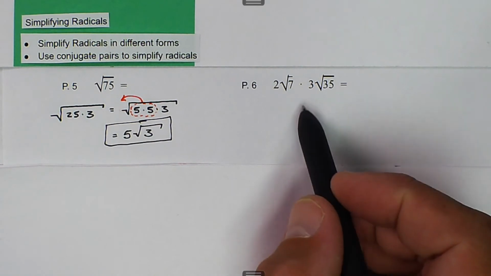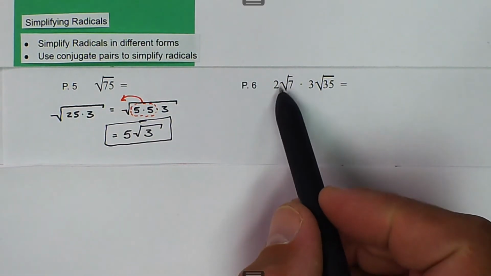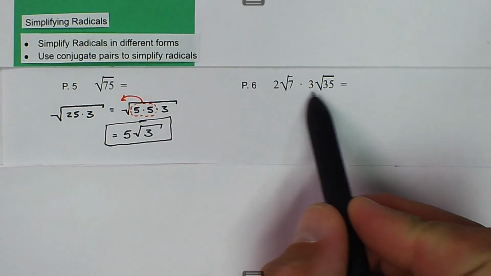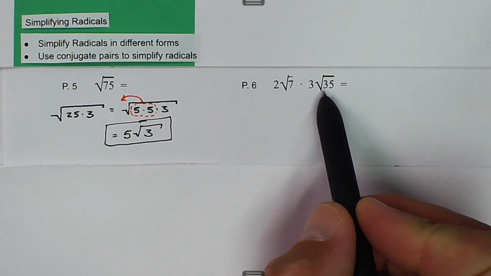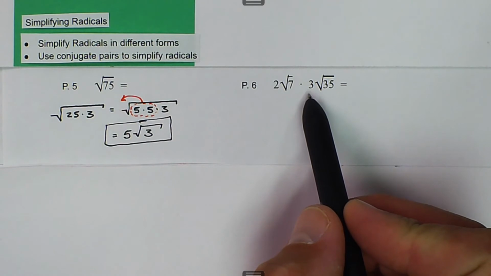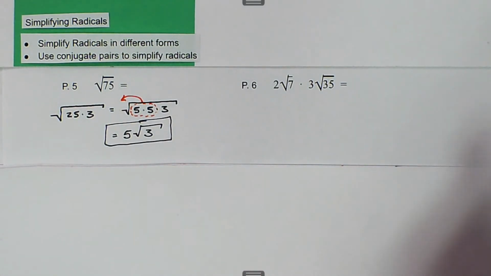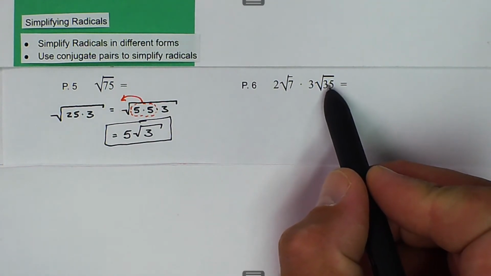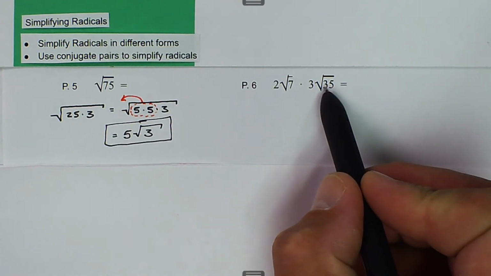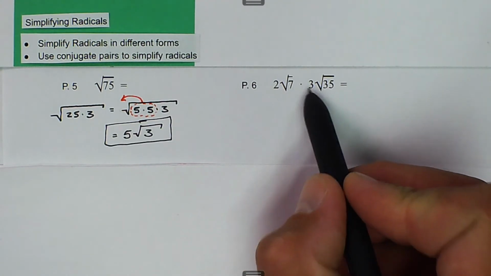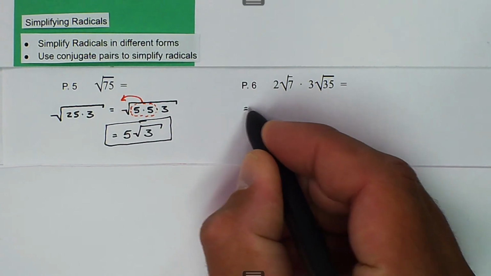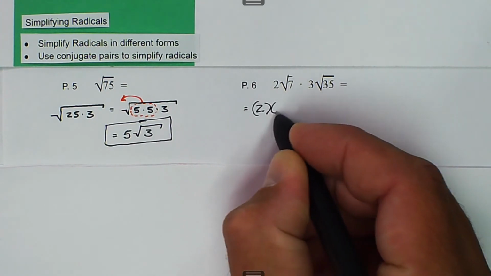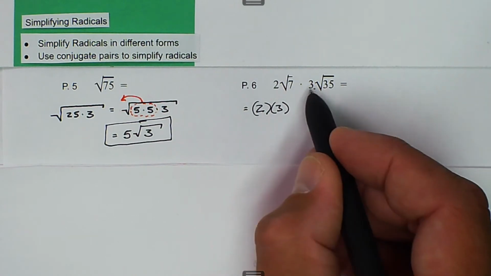Over here, we're doing multiplication, and we can only multiply the coefficients together, and we can only multiply the numbers under the radical together without using a calculator. So instead of multiplying these together and saying 5 times 35, I'm actually going to break 35 down and still show multiplication. So the first thing we're looking at is 2 times 3.